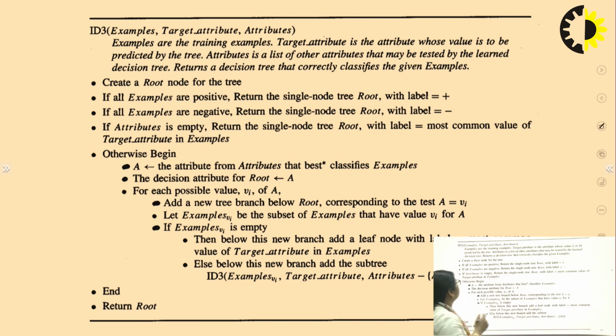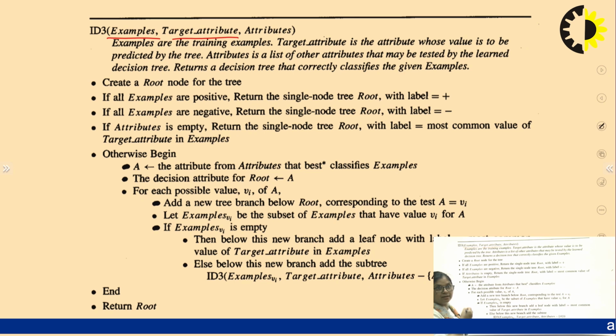What are we given? Some examples. Then we are given the target attribute, meaning what our target is. For example, we had the play tennis target and the set of attributes. For example, we had humidity, wind, outlook, so many attributes describing one instance. So what we will do is create a root node for the tree.